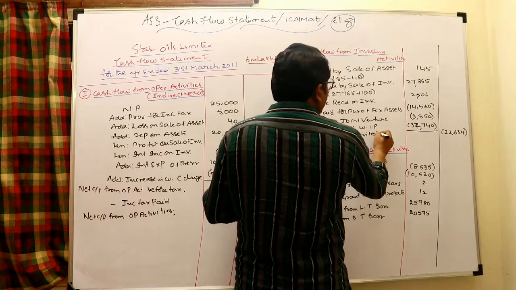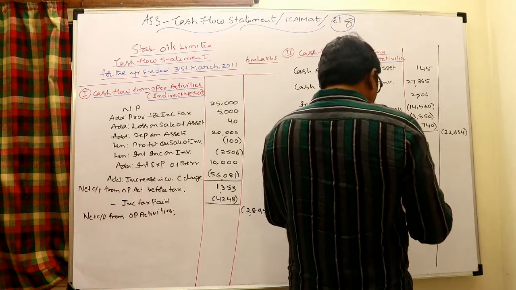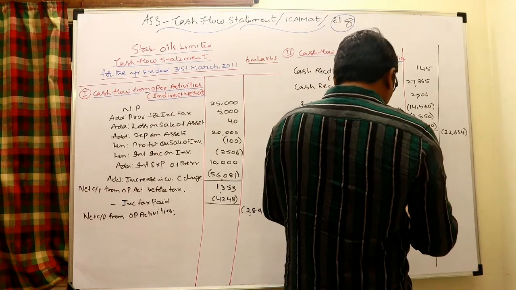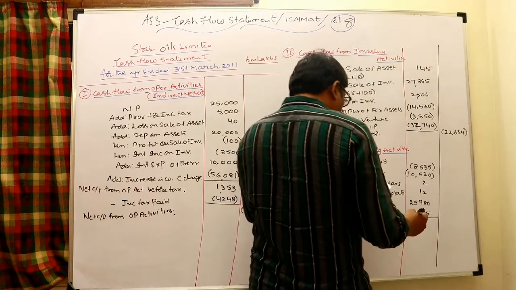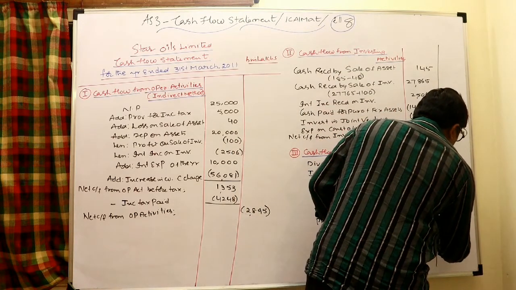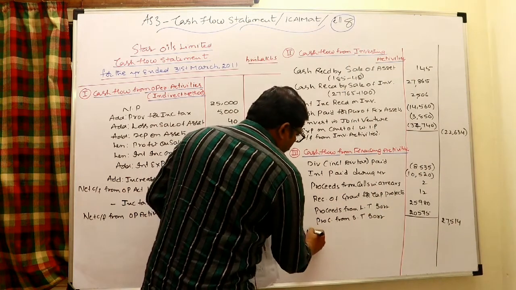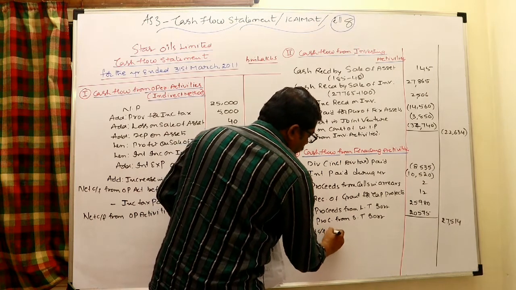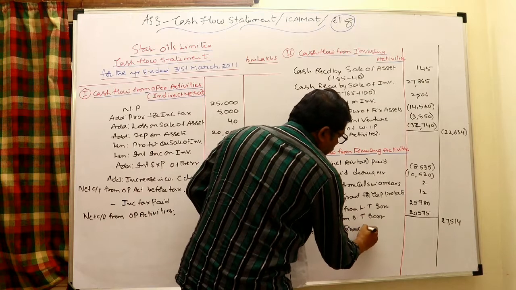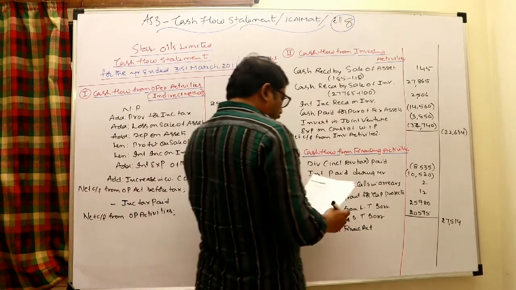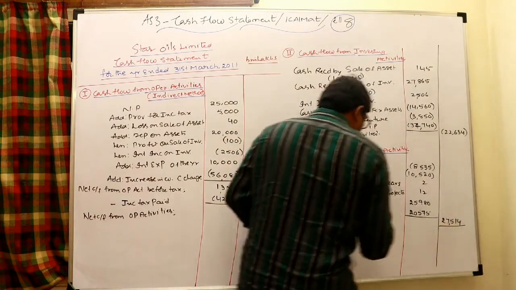Come back to the last one. Here there are 2 minus items and of course there are 4 plus items. So the net effect is looking like net inflow 27,514, which we can say net cash flow from financing activities. Okay, right. So out of these 3 we can check it.